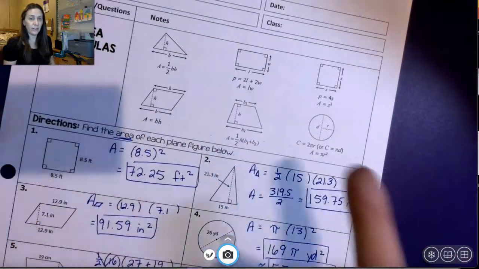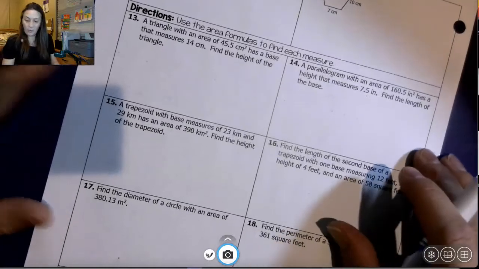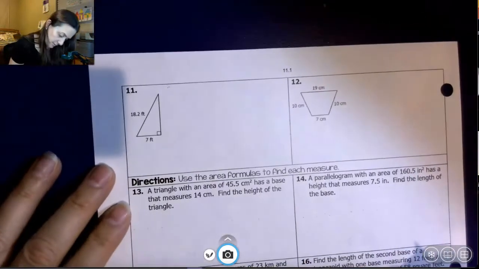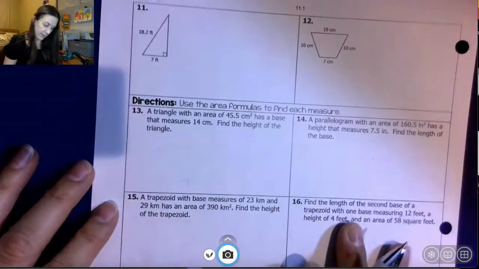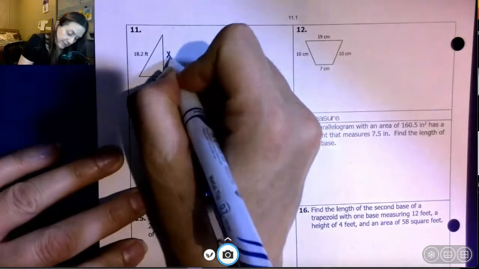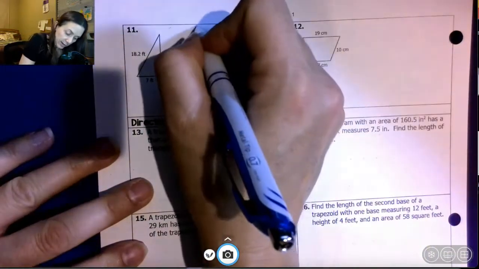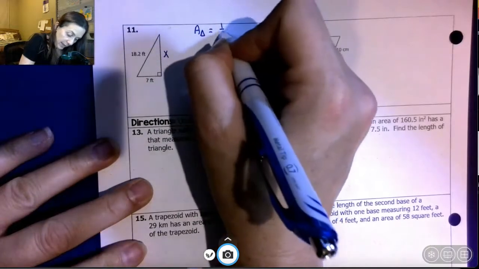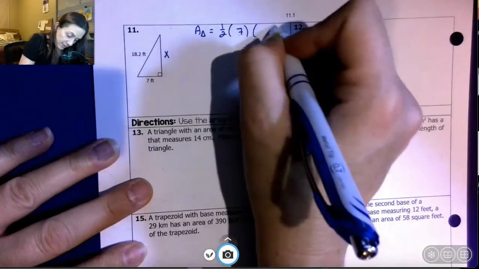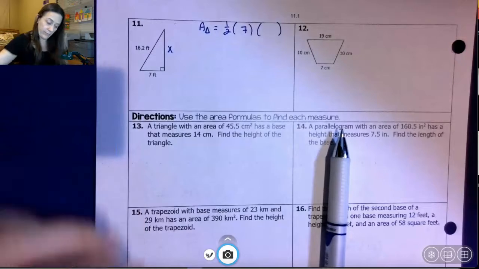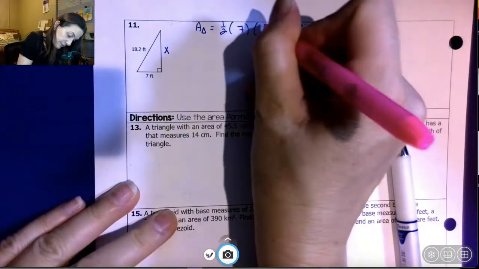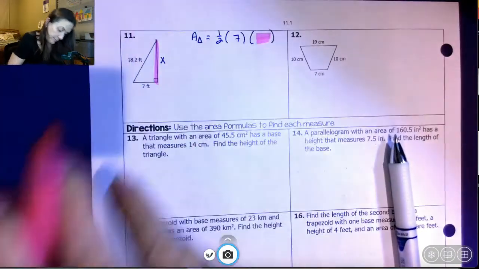So again, you can have the formulas memorized, or you can use this handy-dandy little chart up at the top once you recognize what the shape is. Okay, so back here, we're probably just going to do the odds back here. If I need to find the area, I'm going to have to find this height first. Because area of a triangle is 1/2 the base, which is 7, times the height, which I don't know. So because I don't know this, I have to find it first.